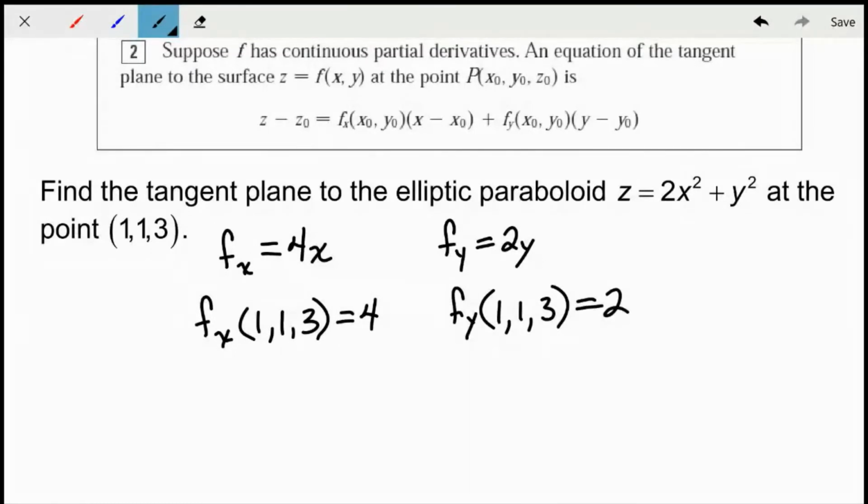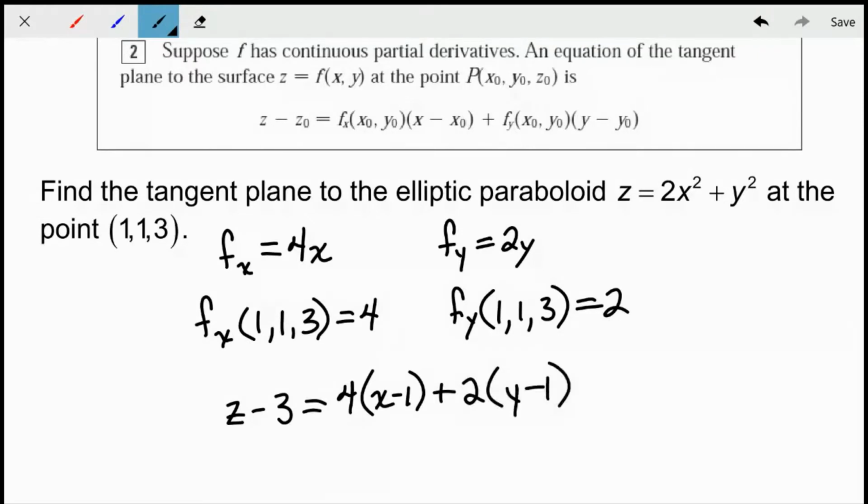Okay, so in the end, to get the equation of my plane, this is my x naught, y naught, z naught. So it's just going to be z minus z naught. So z minus 3 is equal to my x slope, 4 times x minus 1 plus 2 times y minus 1. And that's the equation of my plane. And we can write this in different forms. You might see it written like this. Z is equal to 4x plus 2y minus 3.